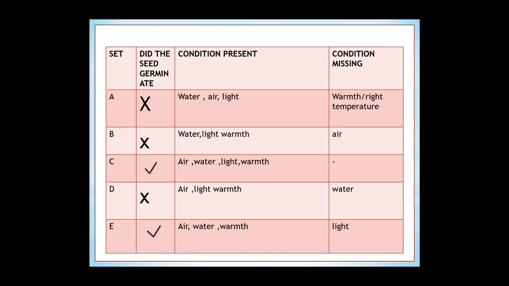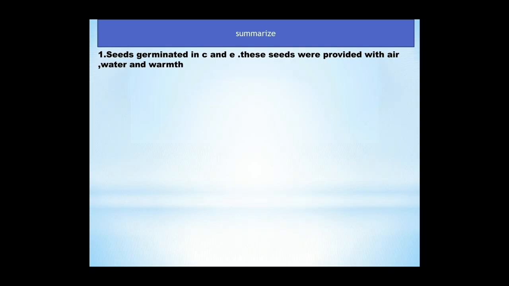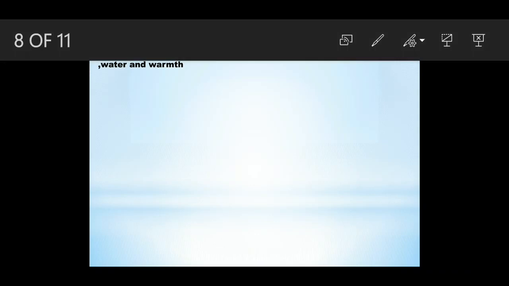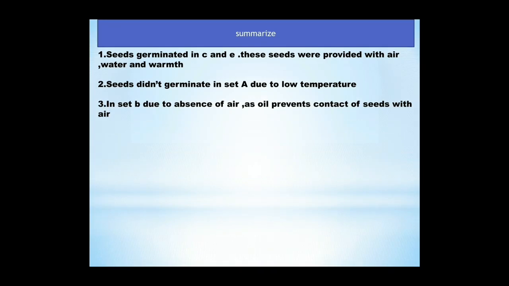Let us summarize what we have learnt. Seeds germinated in set C and E because they are provided with air, water and warmth. Seeds did not germinate in set A due to low temperature. In set B, seeds did not germinate due to absence of air, as oil prevents contact of seeds with air. In set D, due to absence of water, seeds did not germinate.